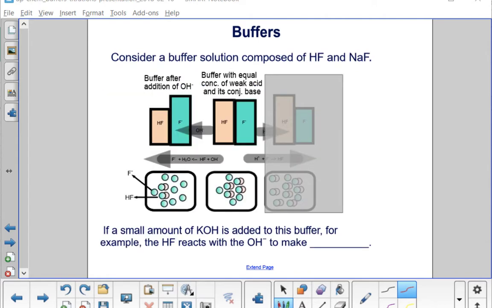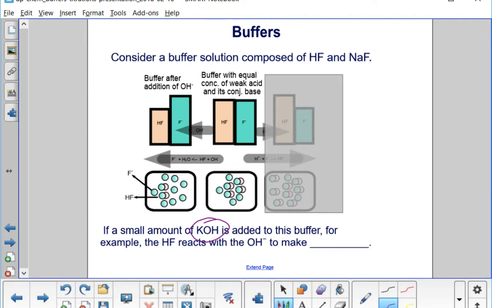Let's consider that same buffer solution composed of HF and NaF. In the diagram here, in the center, we have a buffer with equal concentrations of the weak acid HF and its conjugate base, F-. So let's say a small amount of the strong base KOH is added to the buffer.